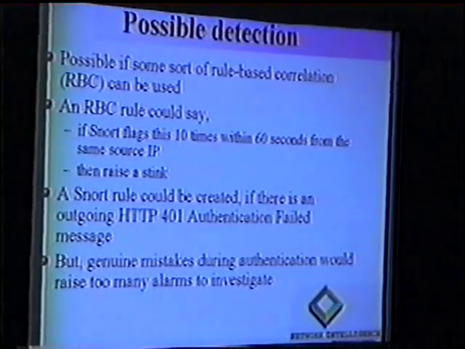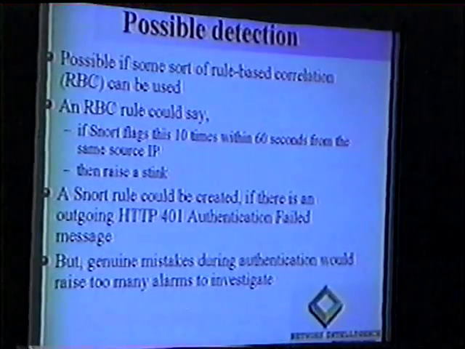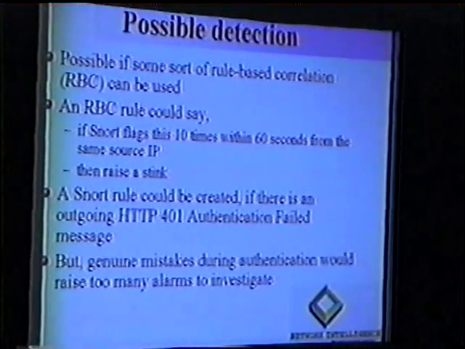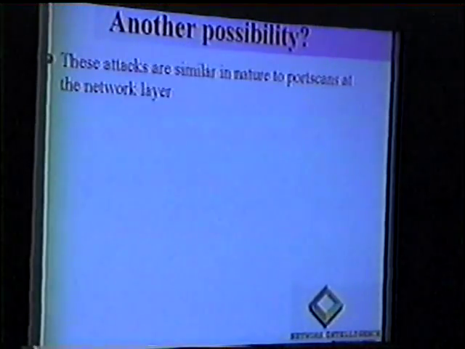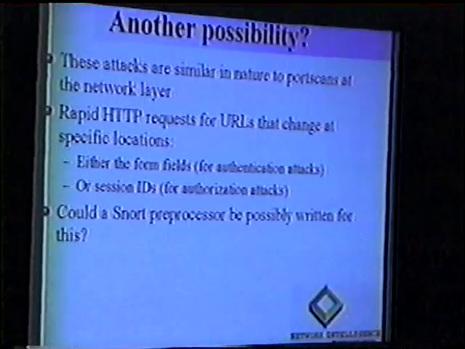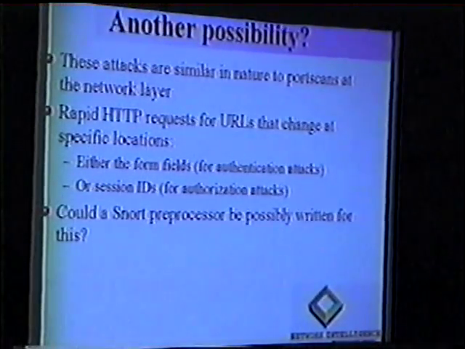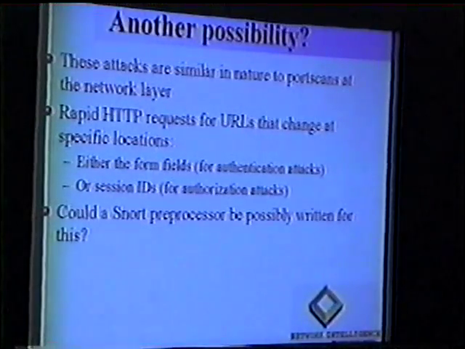Now again, the idea that you gave, you could actually look for an outgoing authentication failed error message, but you would be flooded with those in a normal environment. Again, one of the ideas that we had was whether it's possible or not to write a Snort preprocessor for this. This is something that we would be exploring in the coming few weeks.